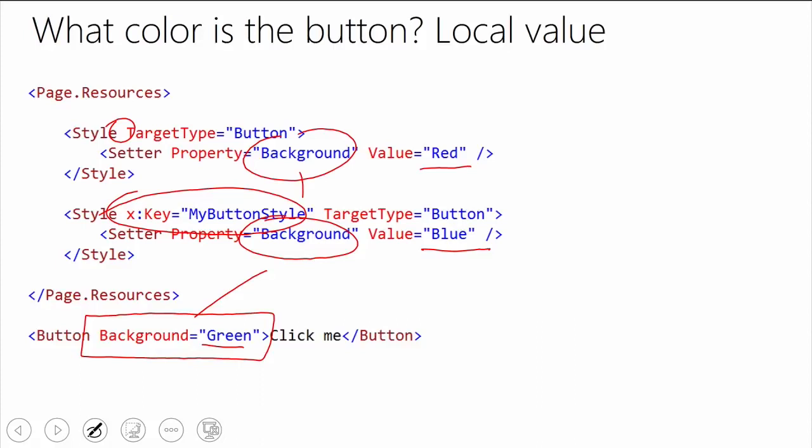Logically, it makes sense that the thing that's closest to the control would be the one that wins. That's exactly right. It would be so frustrating if you said that this button is green and you're overridden by some style that you can't find. Yeah, because that would never happen. Of course.